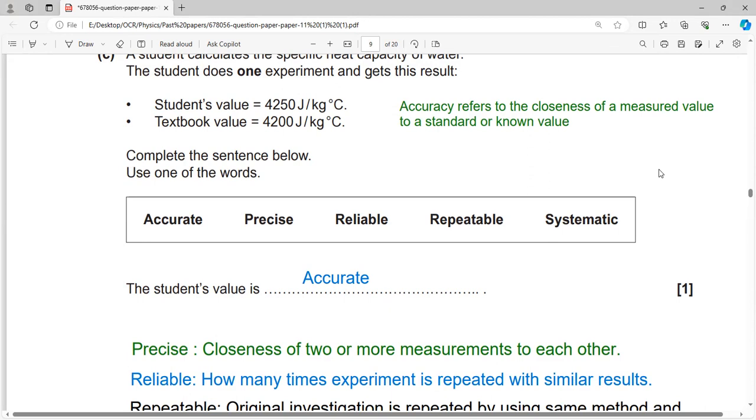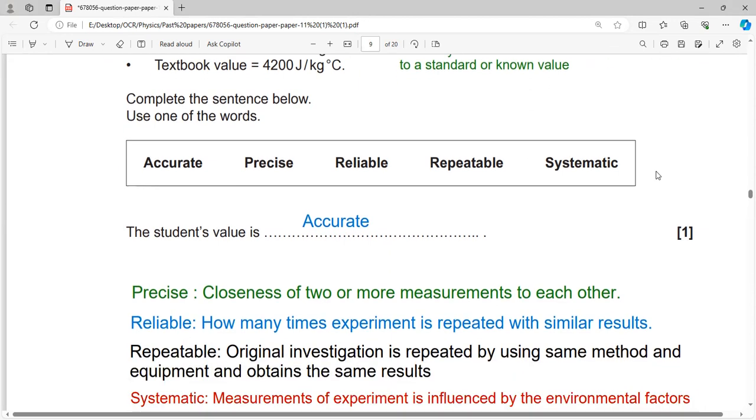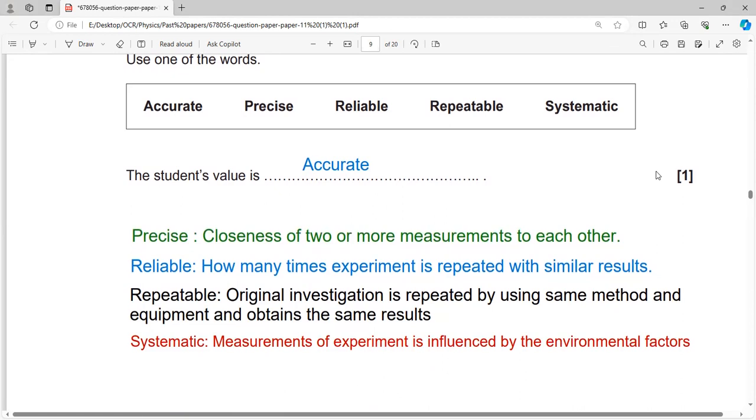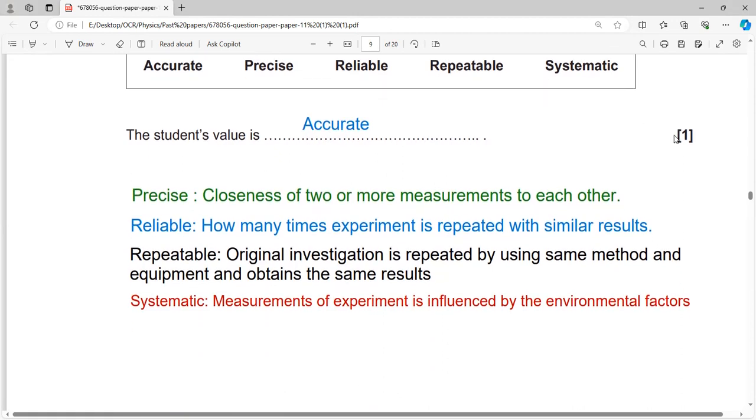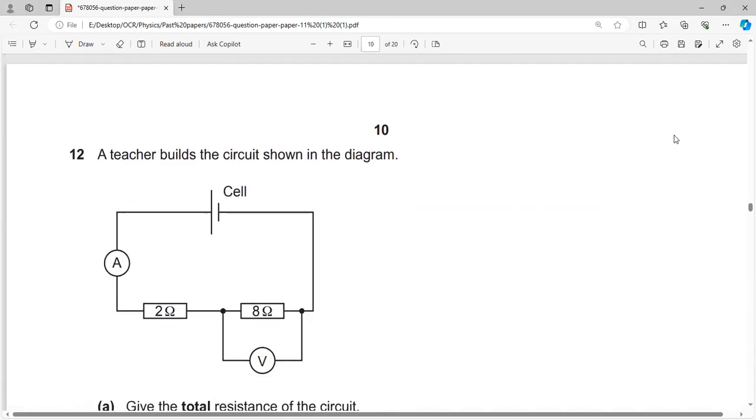In a further exam, the examiner may give you any of these definitions, so you should know the definitions of these different points. So we have done that. We're going to move to the next question here.